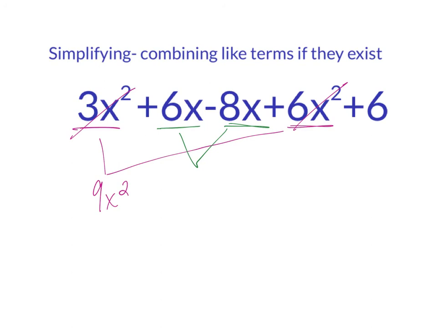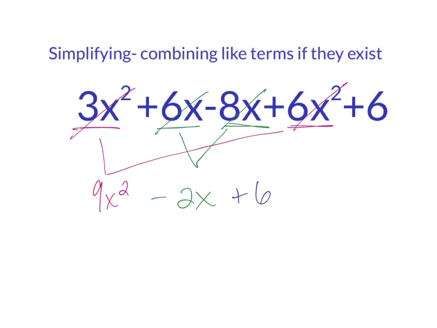6 minus 8 is a smaller number minus a larger number, so this is going to be negative. So this is going to be minus 2x. And because I've simplified that part, I'm going to cross those off. And then all I have left in my expression is this plus 6. Can't combine that with anything, so I'm just going to drop it down to the next row.